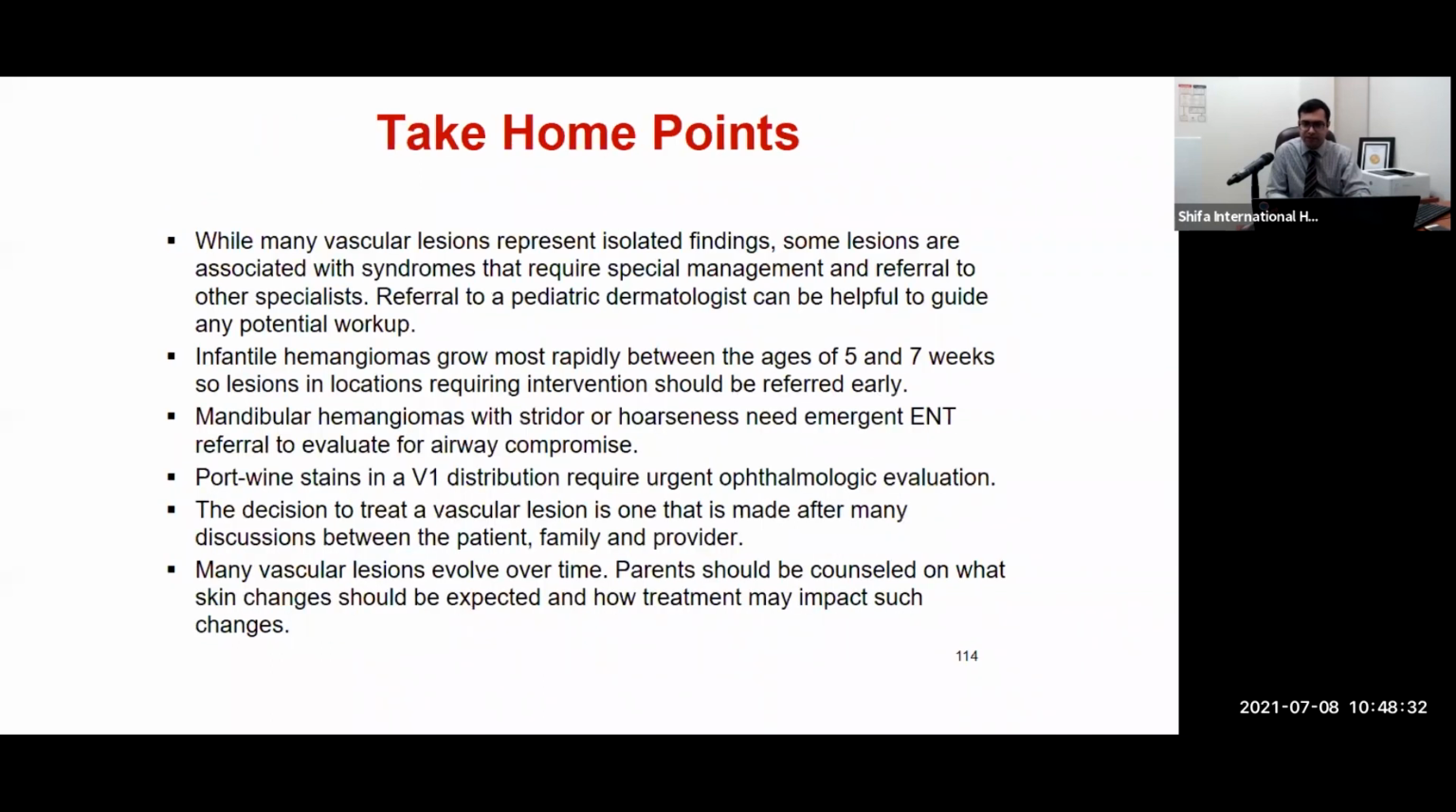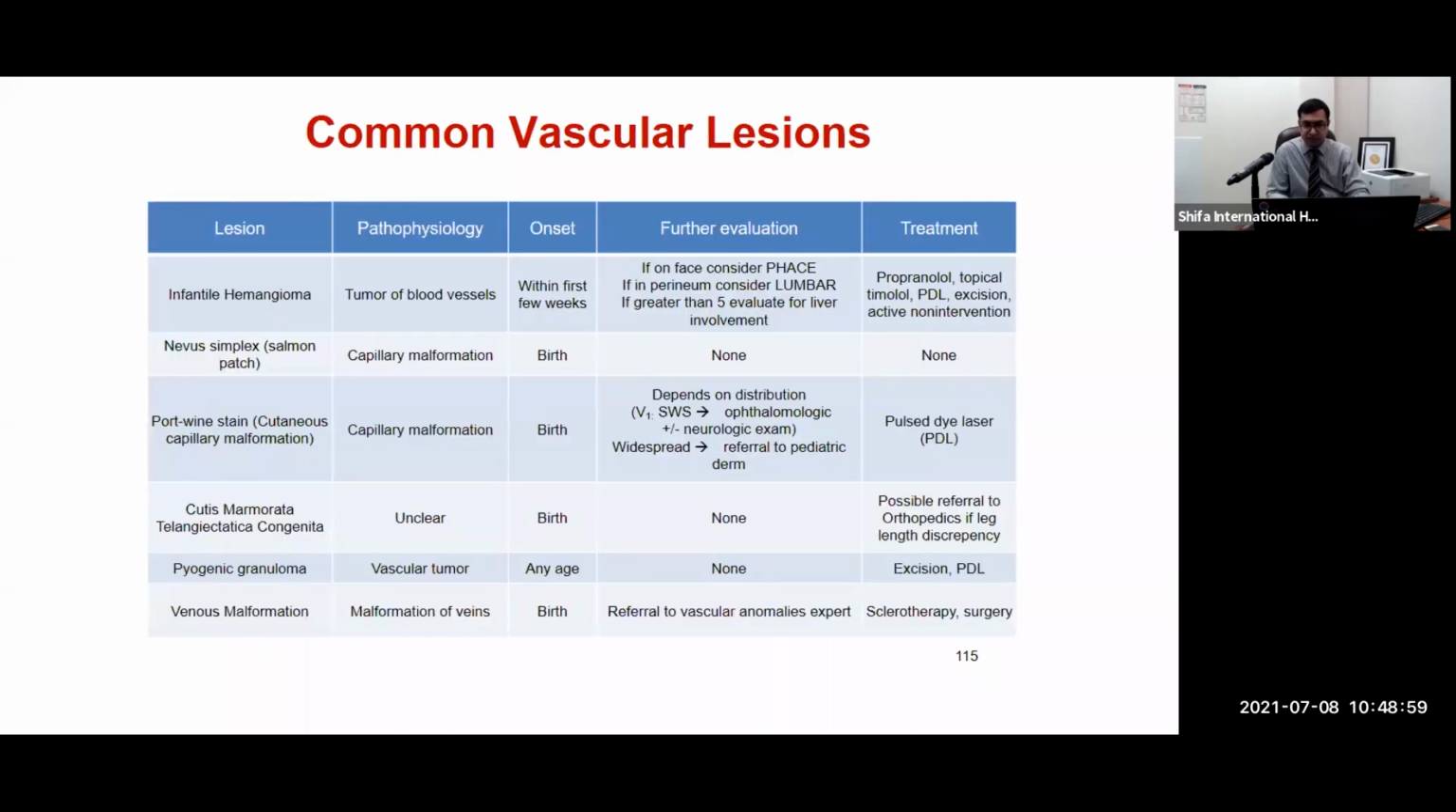So the take home message: while many vascular lesions represent an isolated finding, think outside the box, look at the whole child, and refer accordingly if you're worried. Infantile hemangiomas grow early on. If they are in the midline, around the eyes, think about eye or ENT. And a port wine stain, if it's in the midline, which is the vascular blood supply, then do refer and think accordingly, because it can be Sturge-Weber syndrome. Now, this is the sort of common vascular lesions in tabulated form.